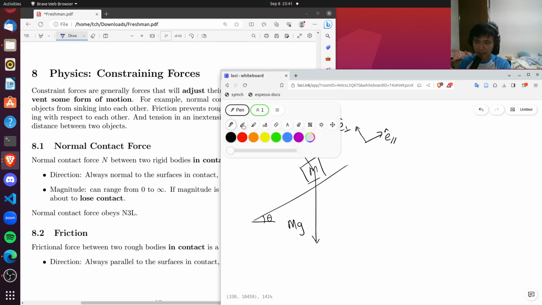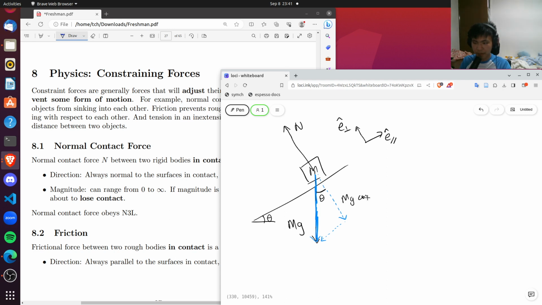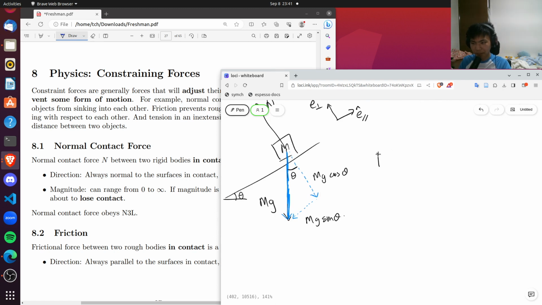If I chose these basis vectors, then the mg vector, which I drew in blue just now, can be decomposed into two component vectors, which I draw in dotted lines over here. And what are the corresponding magnitudes? One can perform angle chasing and find that this angle is theta. So the magnitude of this perpendicular component is mg cosine theta, and the magnitude of this parallel component is mg sine theta.